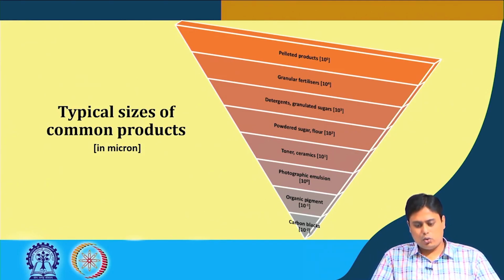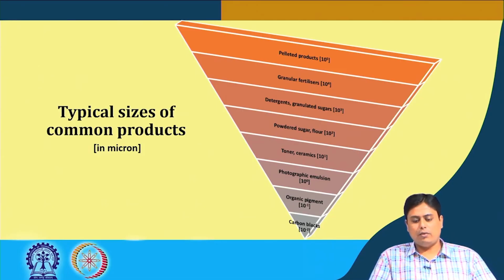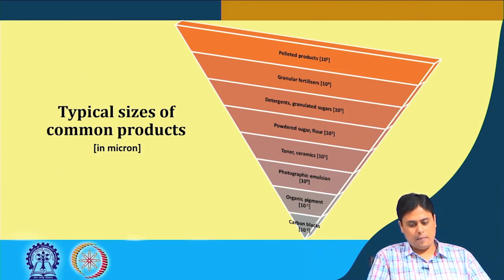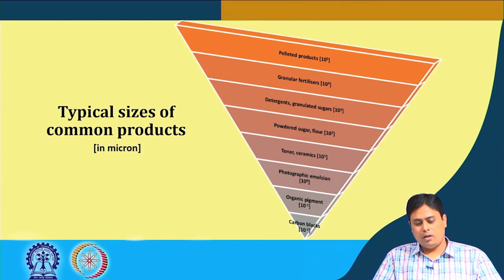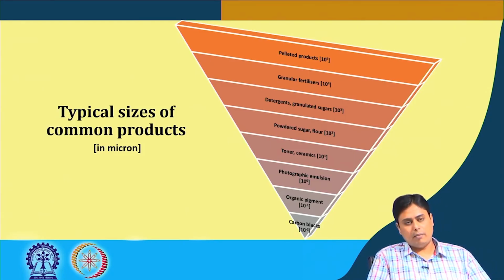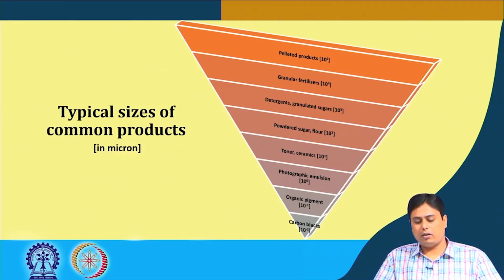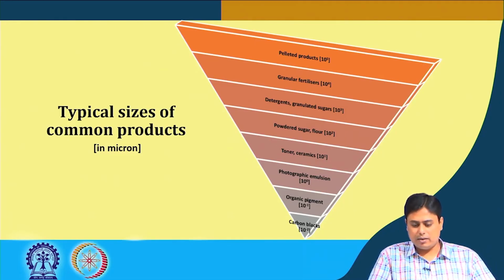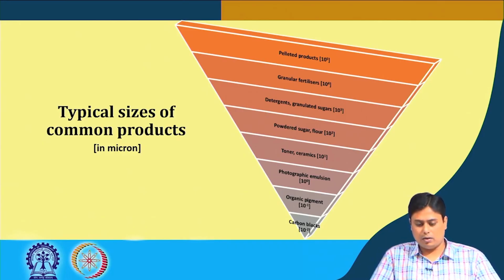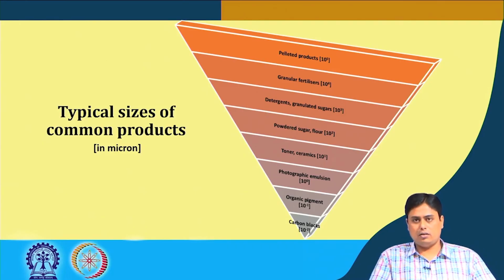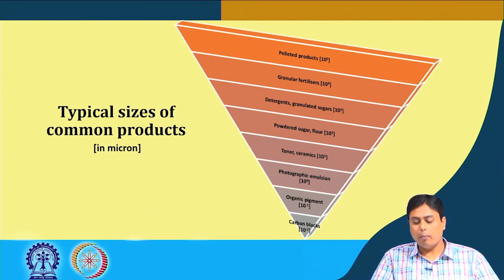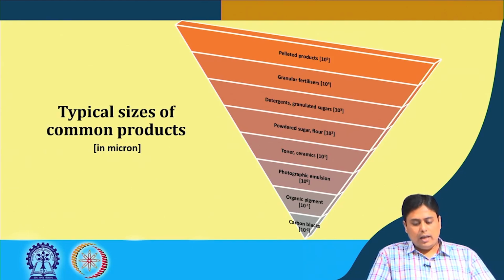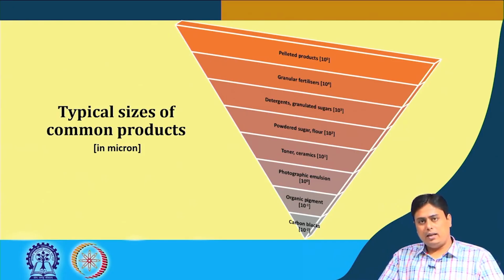Detergent and granulated sugars come in the range of 10 to the power 3 micron, that means the 1000 micron level. Then we have powdered sugar or the flour that we use regularly, with particle size in the order of 100 micron. The toner cartridges and the ceramics that we use are in the order of 10 micron. The photographic emulsions are now in the order of a micron. Then there are submicron particles like organic pigments and carbon blacks.